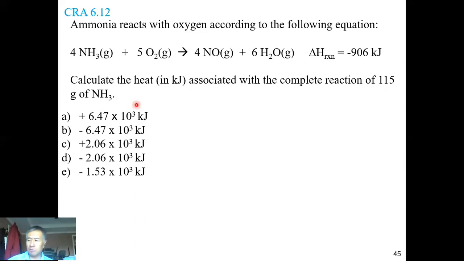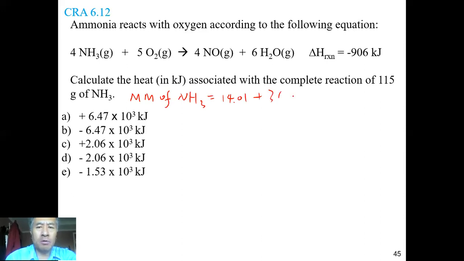So to do that, we follow a very similar process as in the example. We will need the molar mass of ammonia NH3, because right now we are given 115 grams. So the molar mass of ammonia NH3 equals 14.01 plus 3 times 1.01, which equals 17.04 grams per mole.